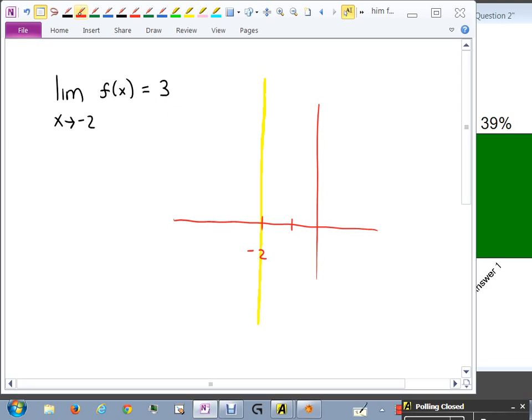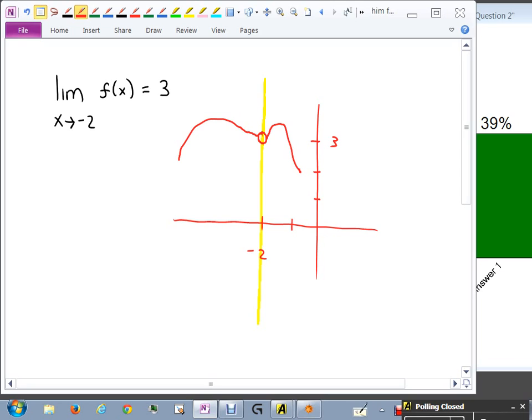So I'm going to label 3 on my y-axis. And it doesn't matter how I draw it. Let's see, 3, I'm going to draw a circle, an open hole right there, okay? I don't know what's happening at -2 right now. What I know is that as I get close to -2 from both sides, I need to be getting closer to that value. So I could be doing something like that, and perhaps I could be doing something like this out the other side. Doesn't really matter what I'm doing, as long as from the left and from the right, I'm headed towards 3. Does that make sense?